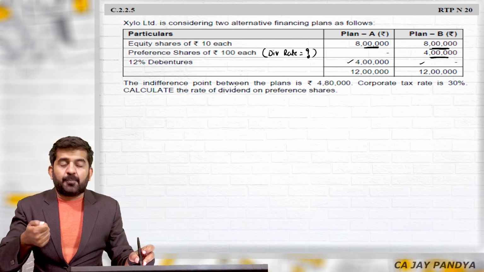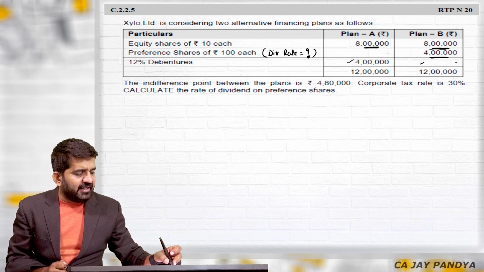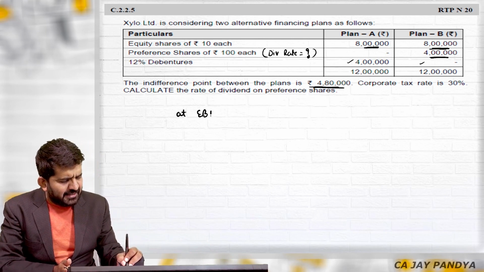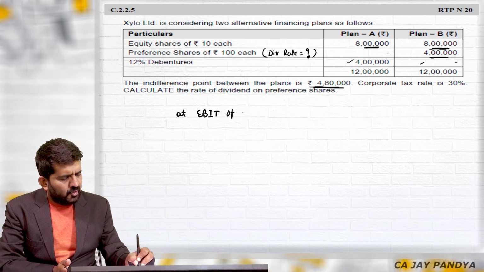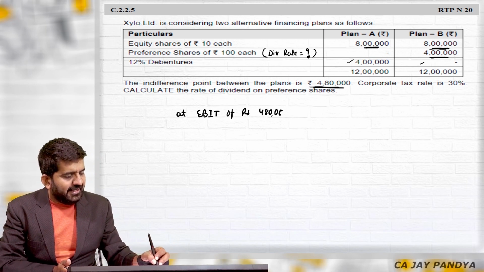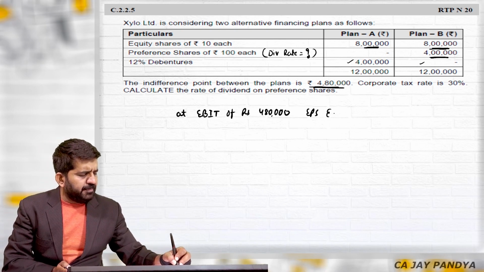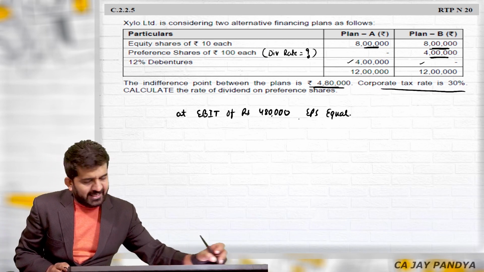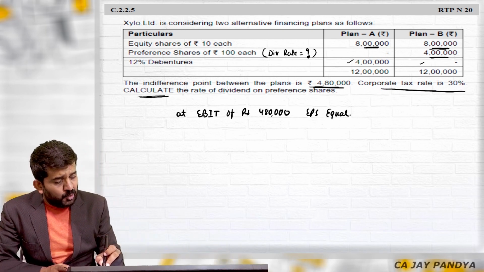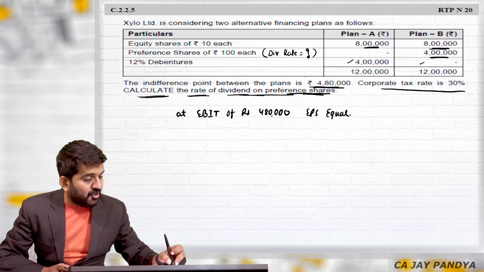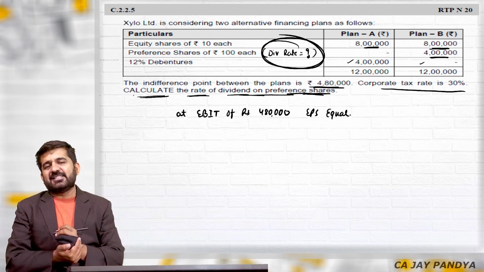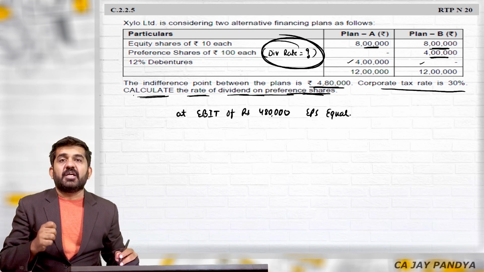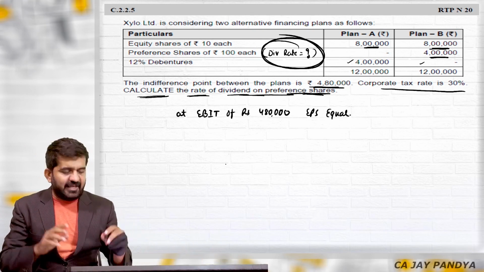The indifference point between the plans is 4,80,000. What does this mean? At EBIT of rupees 4,80,000, the EPS will be equal under plan A and plan B. Corporate tax rate is 30%. Calculate the rate of dividend on preference shares. So the question is more of mathematics, less of finance. Try to understand how we find out the indifference point in plan A and plan B, and then we equalize it.